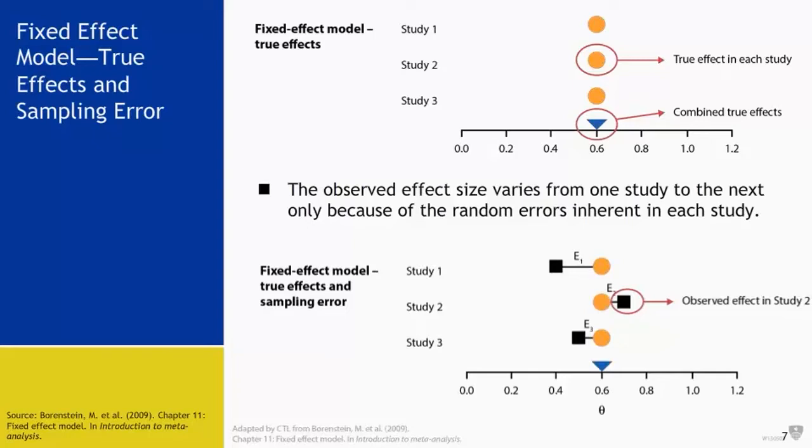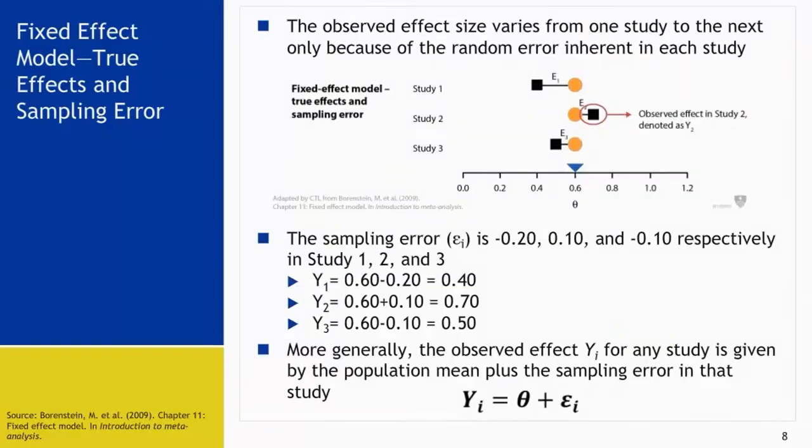Again, here, for example, the observed effect in study 2 is circled on the figure, and it's 0.7 in this example. The observed effect size varies from one study to the next only because of the random error inherent in each study. That's the assumption for the fixed effect model meta-analysis. And the sampling error, which is denoted as epsilon in this example, is minus 0.2, 0.1, and minus 0.1 respectively in study 1, 2, and 3.